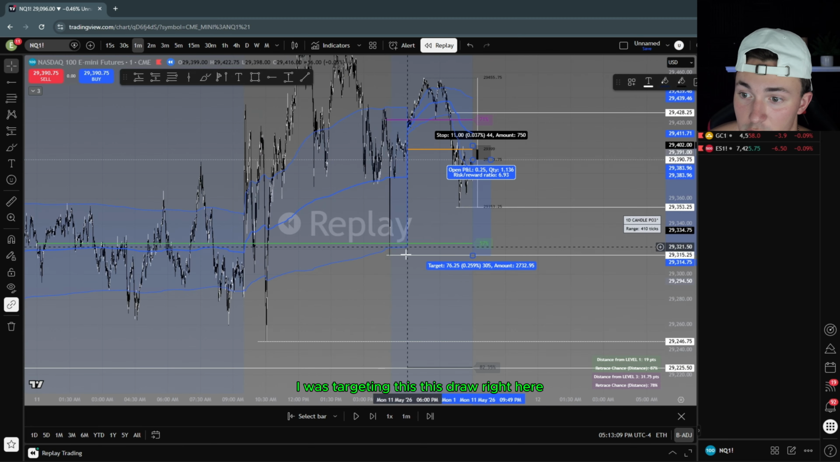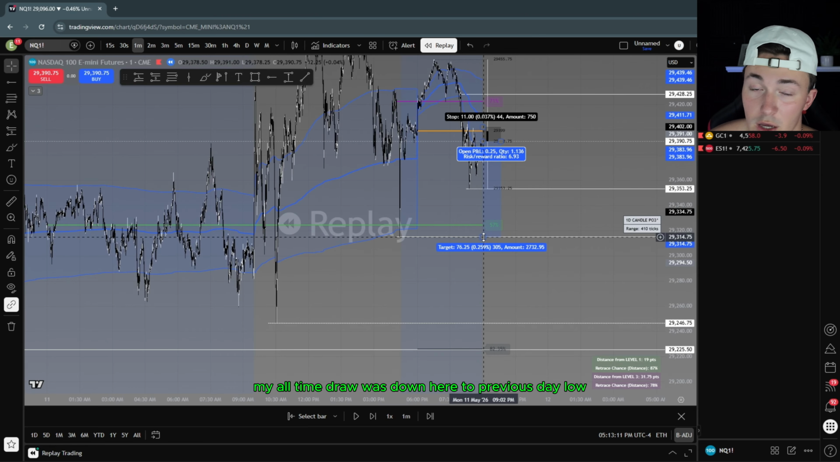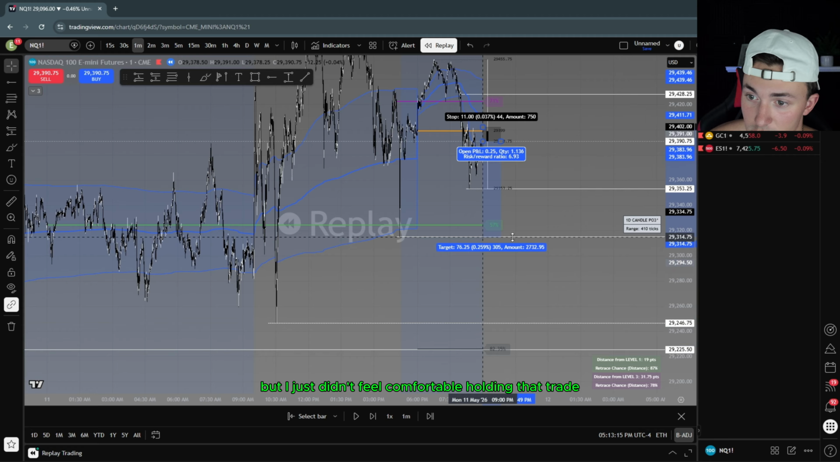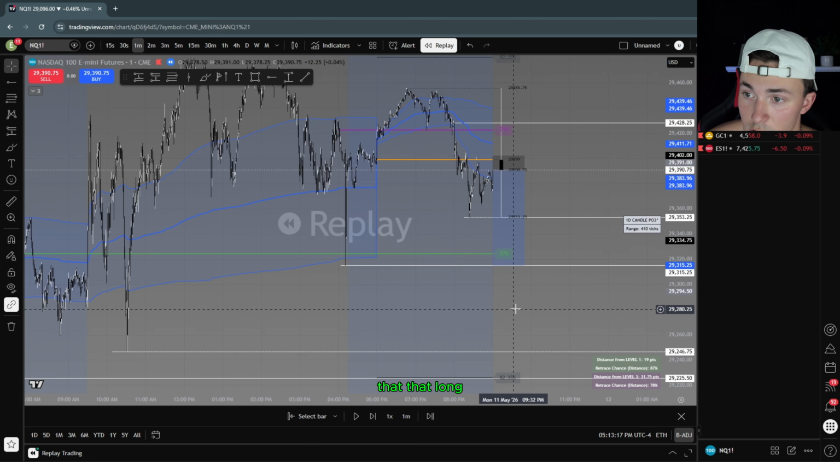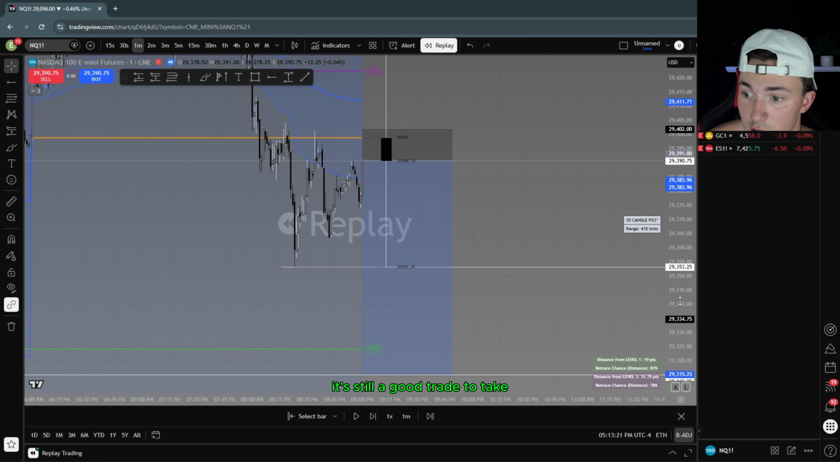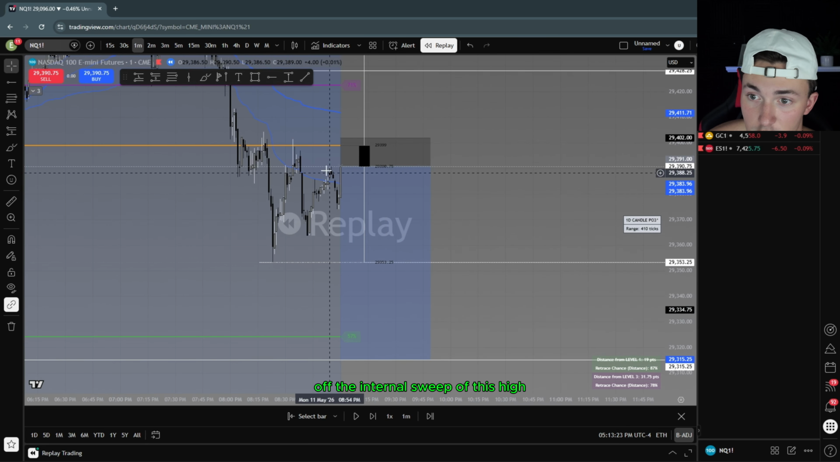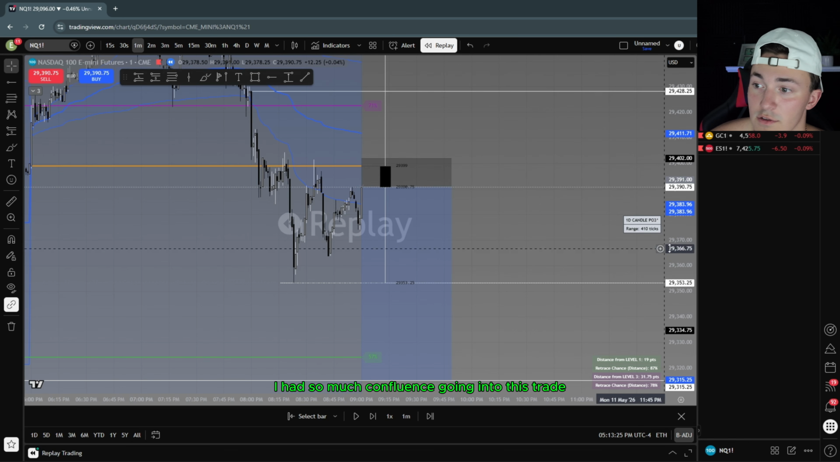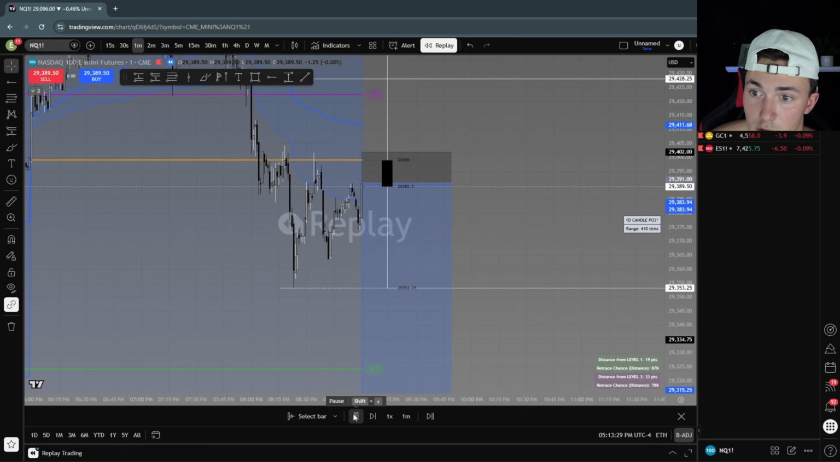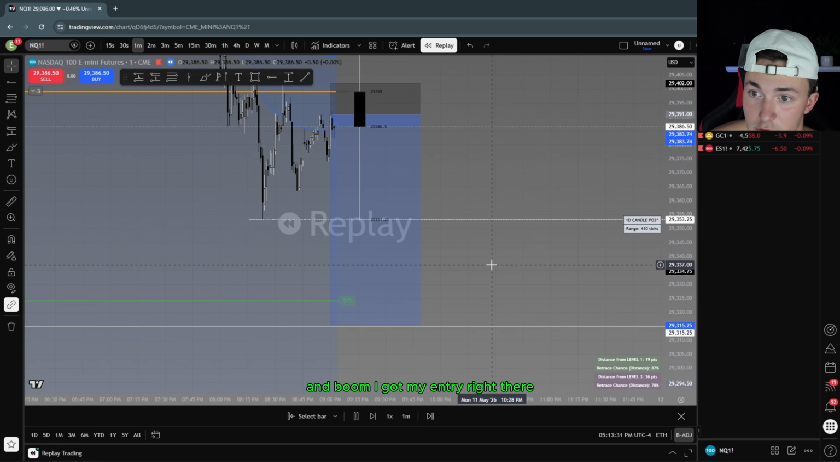Okay, I was targeting this draw right here. My all-time draw was down here to previous day low, but I just didn't feel comfortable holding that trade that long. It was still a great risk to reward ratio. It was still a good trade to take, but I entered off this right here, off the internal sweep of this high. I had so much confluence going into this trade, I pretty much knew it was going to get hit. And boom, I got my entry right there.